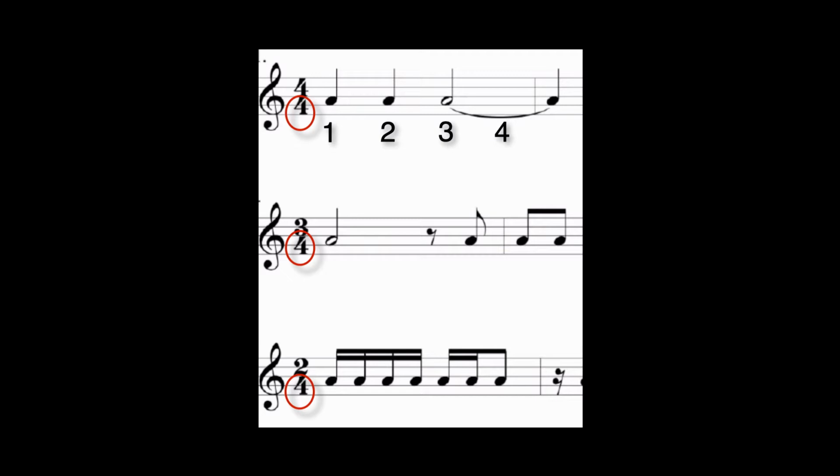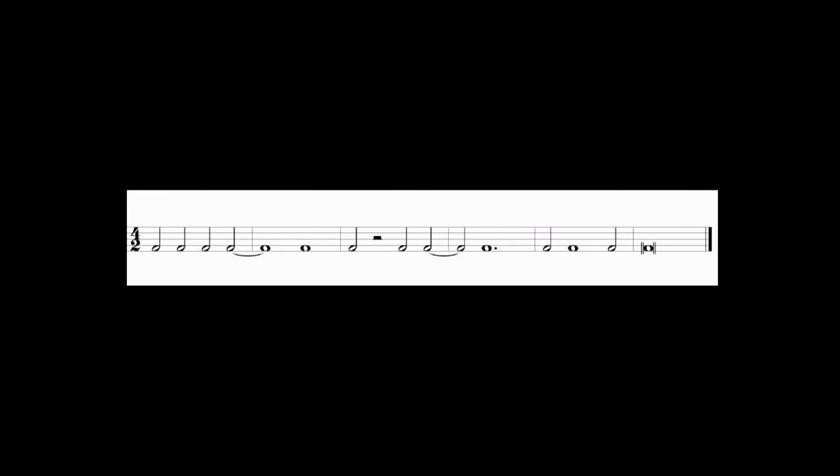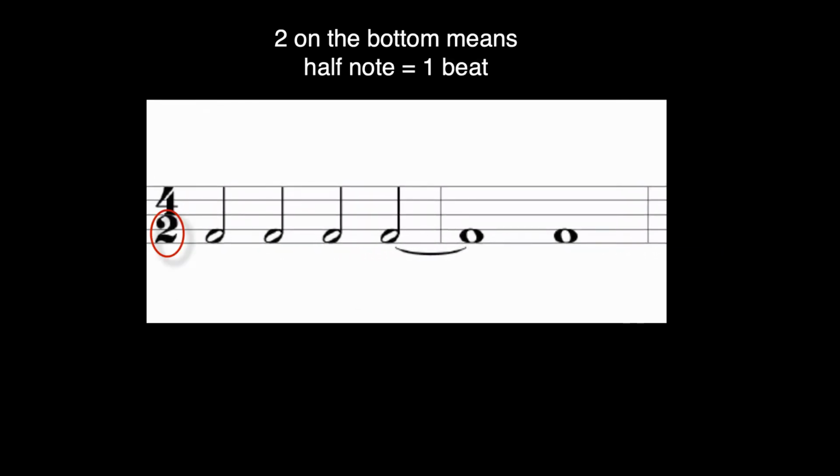In theory, any number that represents a particular note value can serve as the bottom number of a time signature. If a 2 is the bottom number of a time signature, this means that the half note represents the beat. Examples would be 2-2, 3-2, and 4-2.